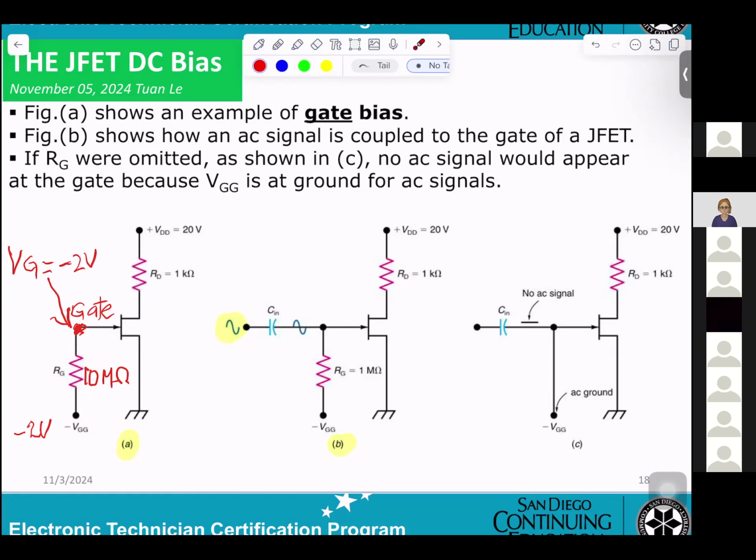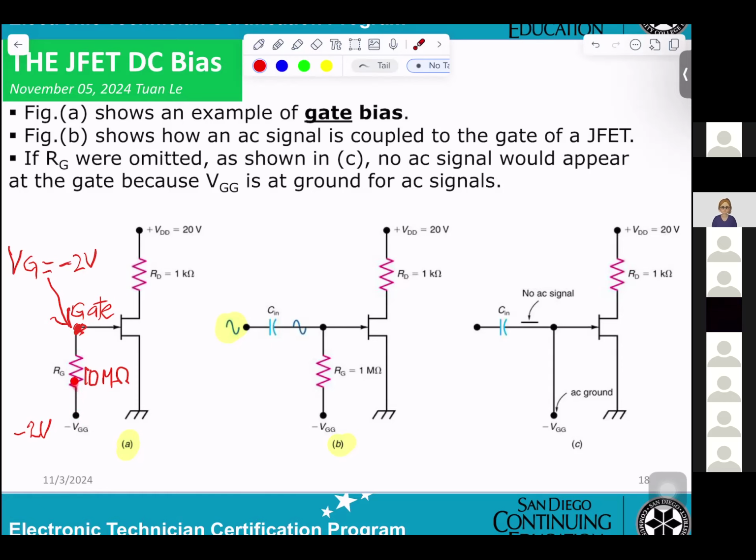A question, Mr. Pham. When you have a big resistor like that, is that resistor so big that it's almost acting like a wire? That's why it's -2 on both sides? Yeah. That means the voltage on this side and the gate will be the same. But that resistor is almost like a wire because it's so big. Yeah, so that means no current flow.